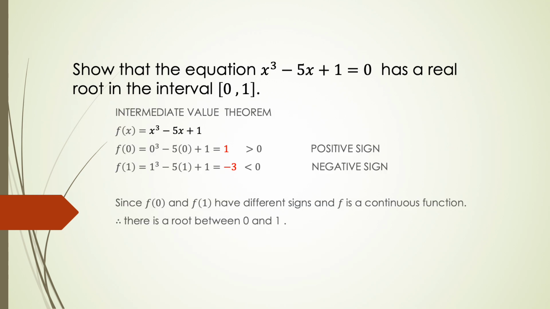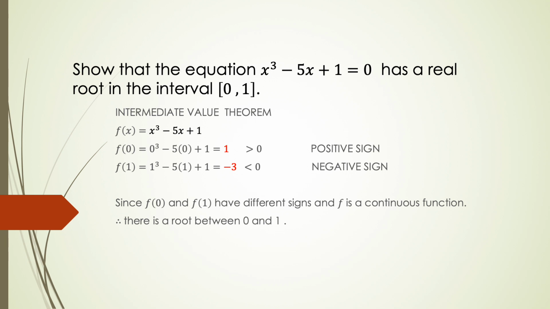Part 1. Show that the equation x to the power 3 minus 5x plus 1 equal to 0 has a real root in the interval 0 and 1. So I apply the intermediate value theorem to solve it. First step, I let f of x equal to x to the power 3 minus 5x plus 1.